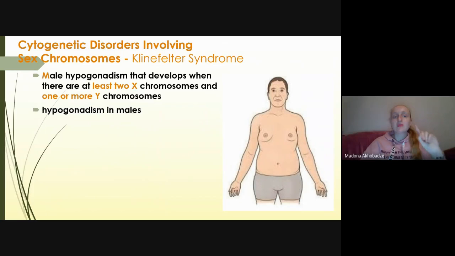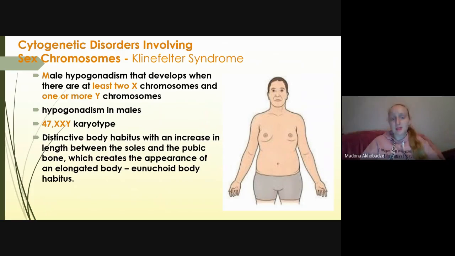They are phenotypically males, but the genotype consists of at least two X chromosomes. So it looks like 47, one extra chromosome, one extra X. So XXY is the karyotype of Klinefelter syndrome. Okay.